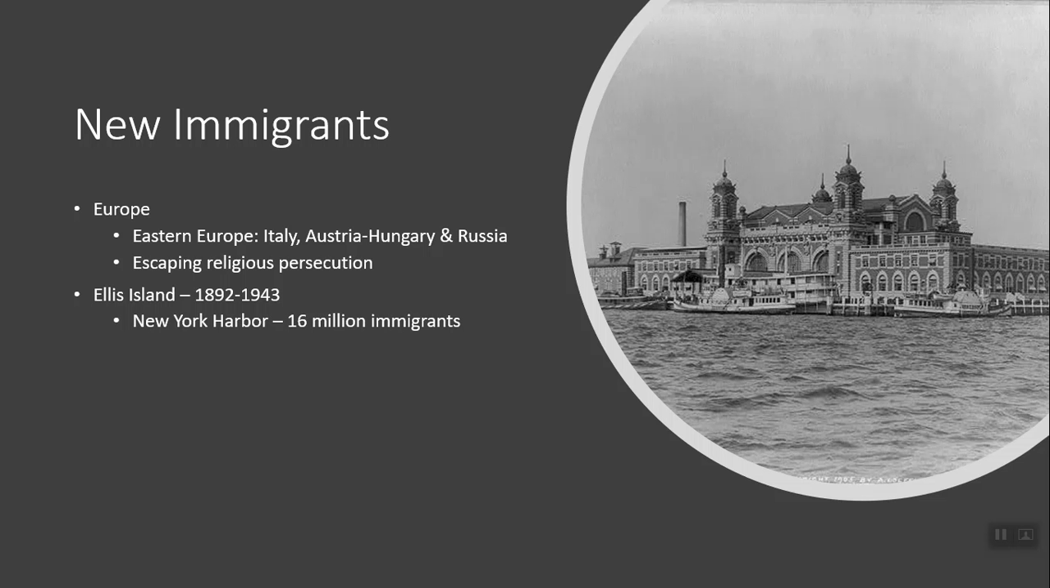They're coming through Ellis Island from 1892 to 1943. Ellis Island is in New York Harbor, and it had 16 million immigrants come through its doors. This is a picture of it there.